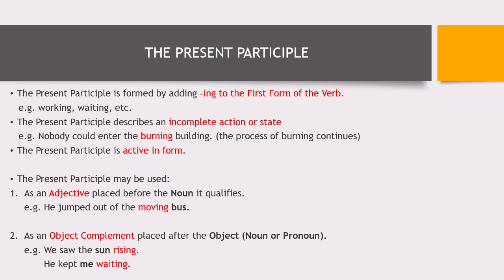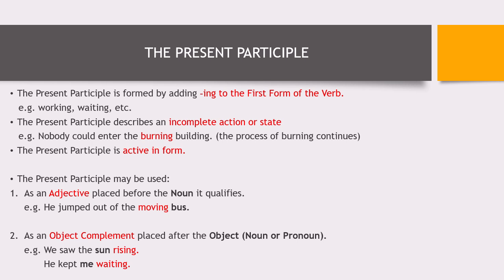The present participle may be used: 1. As an adjective, placed before the noun it qualifies. For example, he jumped out of the moving bus. The present participle, moving, qualifies the noun, bus.